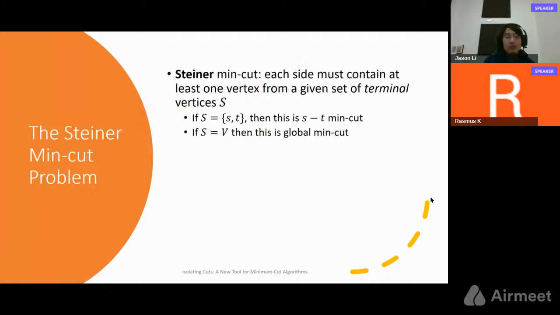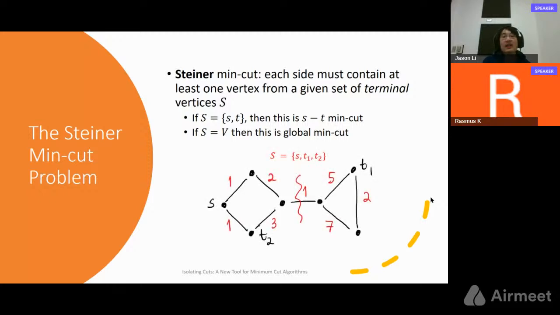One less well-known min-cut variant, but which also generalizes both ST min-cut and global min-cut, is the Steiner min-cut, where we're given a set of terminal vertices S, and our goal is to separate some two terminal vertices from each other. For example, if the terminals are just S and T, then this is exactly the ST min-cut. And if the terminal set has all the vertices, then this is the global min-cut. Once again, if S is the set S, T1, and T2, then the Steiner min-cut is also the global min-cut because that disconnects, say, T1 and T2.